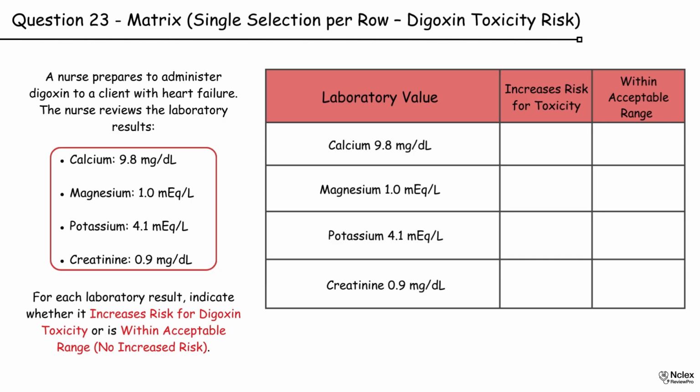Here are the correct classifications. Calcium, 9.8 milligrams per deciliter, is within acceptable range. Magnesium, 1.0 milliequivalents per liter, increases risk for toxicity. Potassium, 4.1 milliequivalents per liter, is within acceptable range. Creatinine, 0.9 milligrams per deciliter, is within acceptable range.